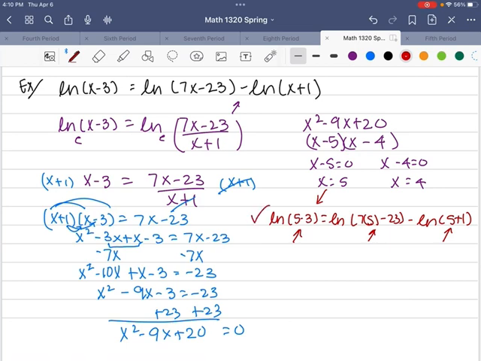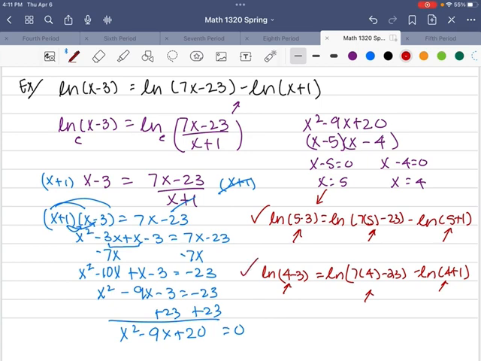Let's check the 4. I'm going to have natural log of 4 minus 3 equals natural log of 7 times 4 minus 23 minus natural log of 4 plus 1. 4 minus 3 gives me a 1. That's positive. Over here, I have 7 times 4 is 28 minus 23. That's a positive. And 4 plus 1 is a positive. So they both check out on this one.